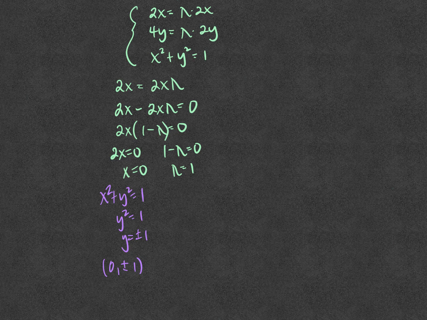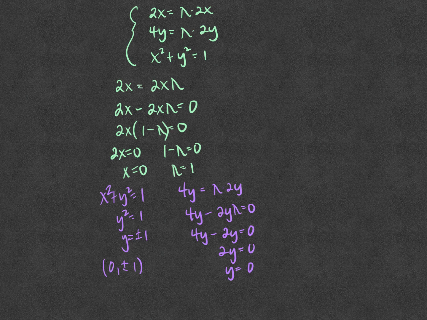Since lambda equals 1, then we're going to say 4y equals lambda times 2y. So if we put lambda equals 1 in there, I would like to subtract first. 4y minus 2y lambda equals 0. And since lambda equals 1, we get 4y minus 2y equals 0. 2y equals 0, and y equals 0.